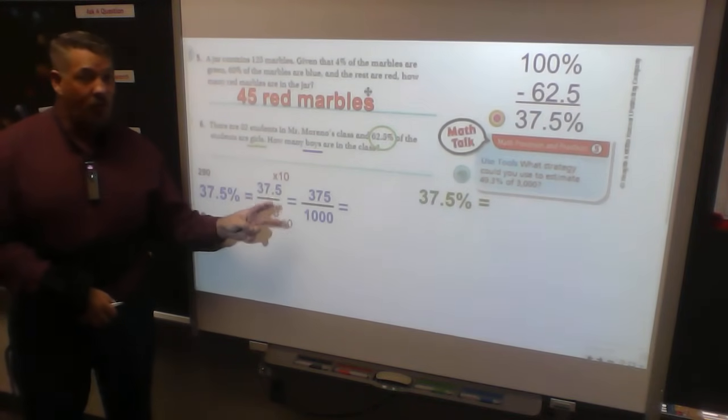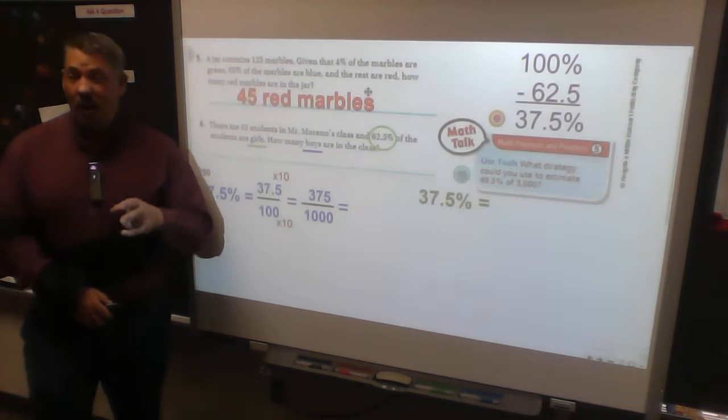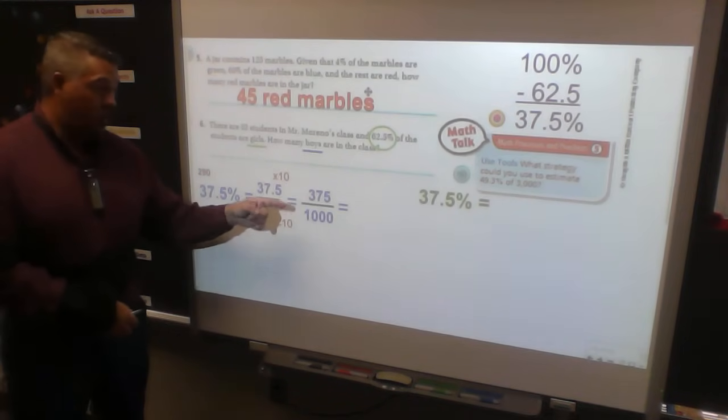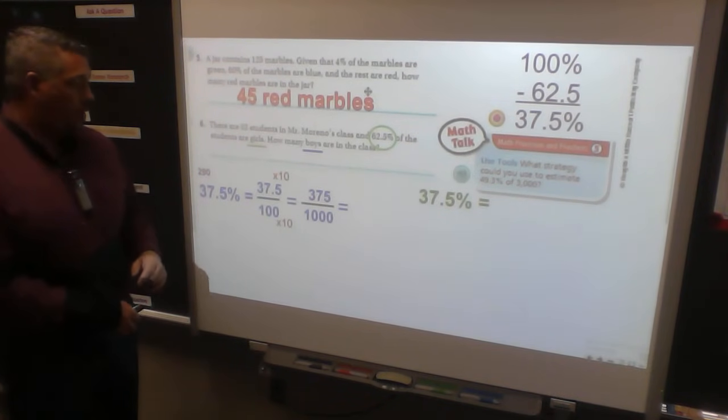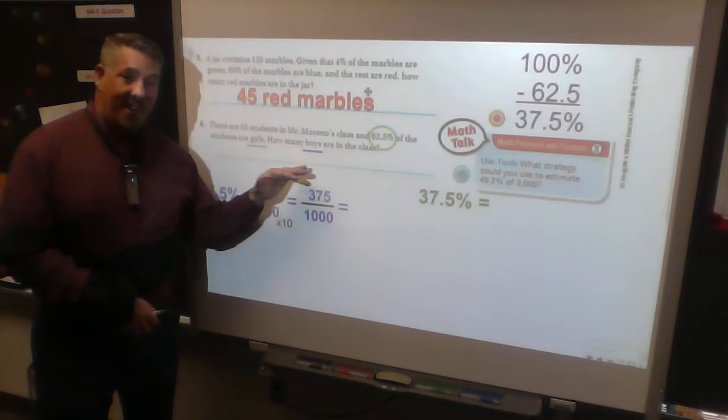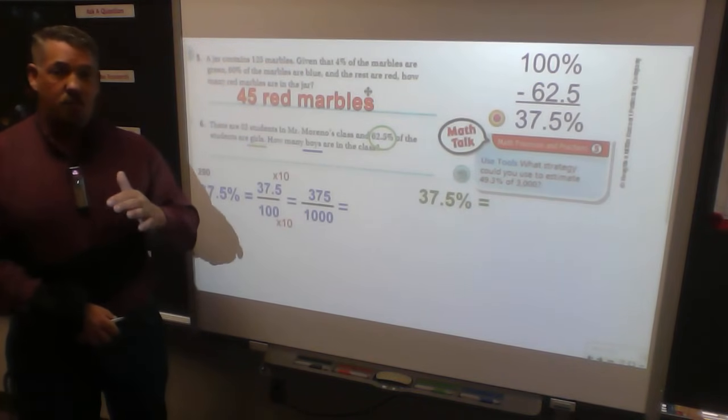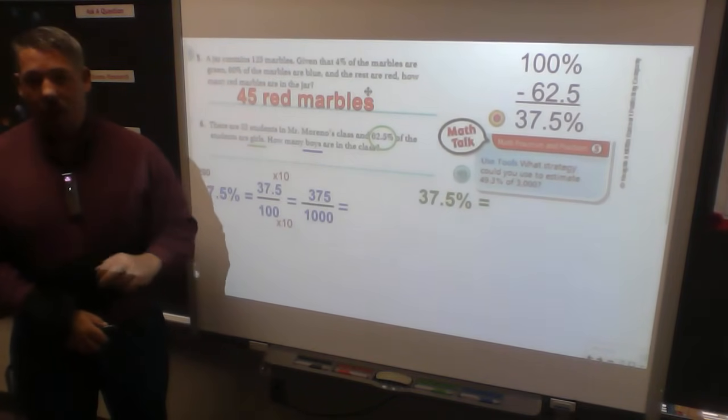There were like 2 questions like this on your mid-chapter checkpoint, and there are several of you that still have to rework those because you're still not doing that step correctly. Once I get to this point where I don't have a decimal point in my numerator, then I can reduce.